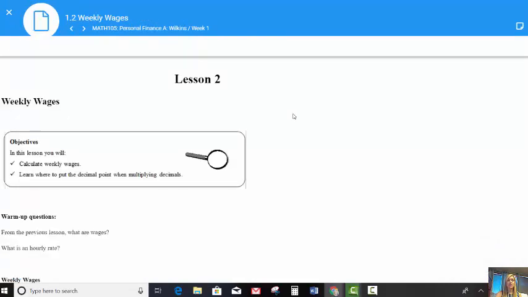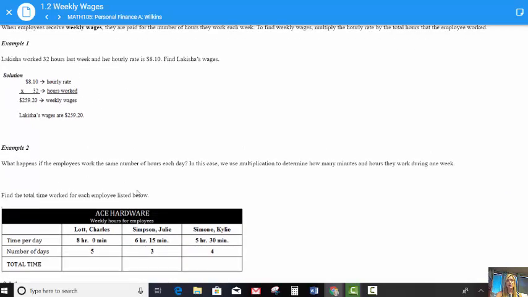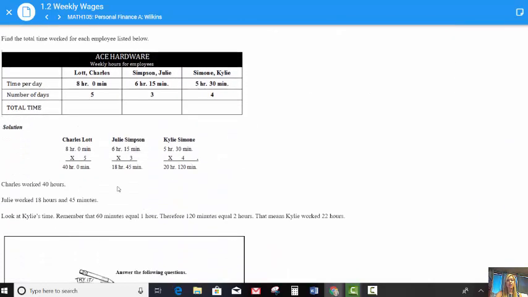For lesson 2, you're going through weekly wages. So again, you need to make sure you're going through these examples so you understand them. So it's telling you exactly how you'd figure out how much a person would make for the week if you know their hourly rate and you know how many hours they worked in the week. So it gives you some examples down here. It also explains how to add up time worked. There's some questions on that in the quiz.